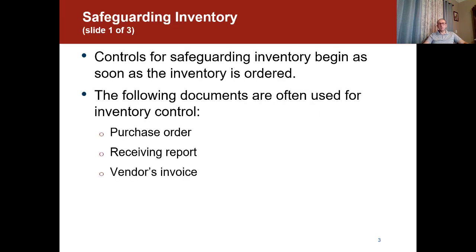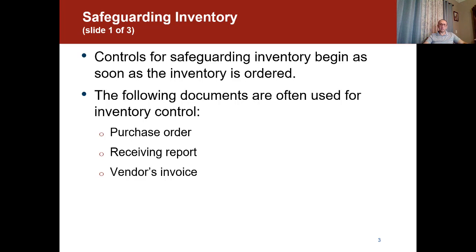So how to safeguard inventory, in other words, how to protect inventory. Controls for safeguarding inventory begin as soon as the inventory is ordered. And typically we have three types of reports or documents related to inventory control. The first one is what we call the purchase order. We'll talk about it in more detail in the coming slide. But in simple terms, this is the document that the business would send to its vendors or suppliers, asking them to send this specific quantity of that specific item. And based on this purchase order, the supplier or the vendor would send the items requested.